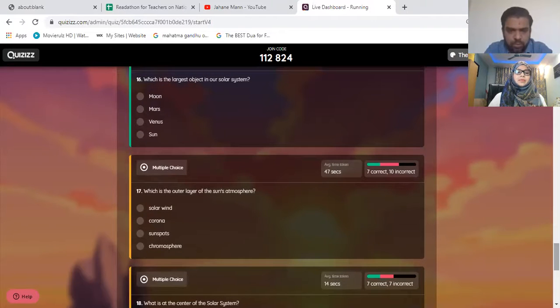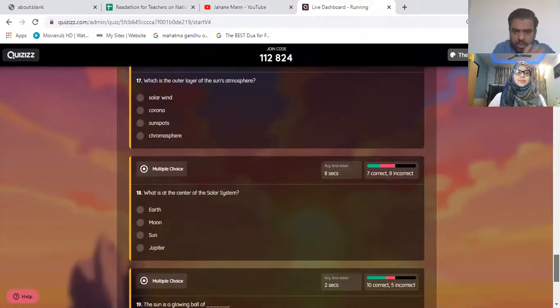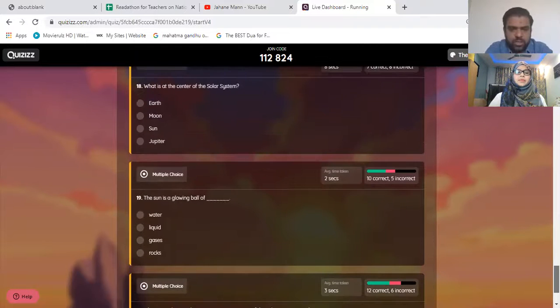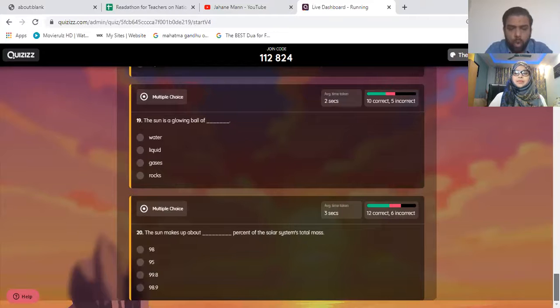What is the center of the solar system? Is it the Earth? Is it the sun? Is it the moon? Or is it Jupiter? The 19th question. The sun is a glowing ball of what? Is it a glowing ball of water, liquid, gases, rocks?